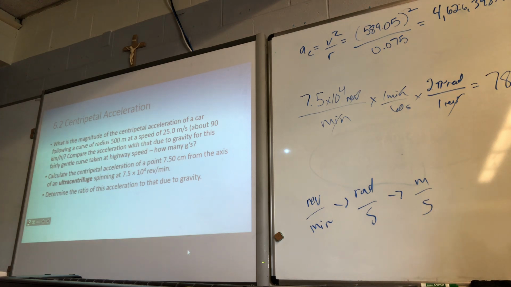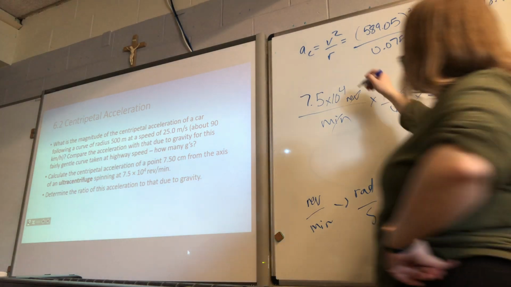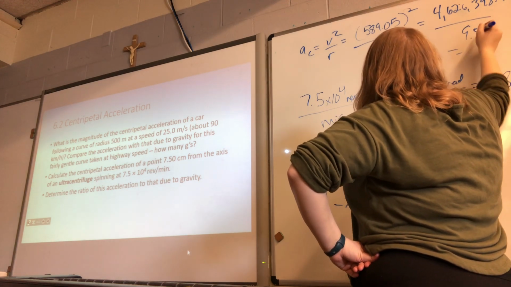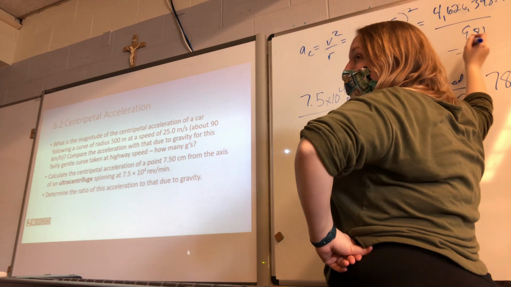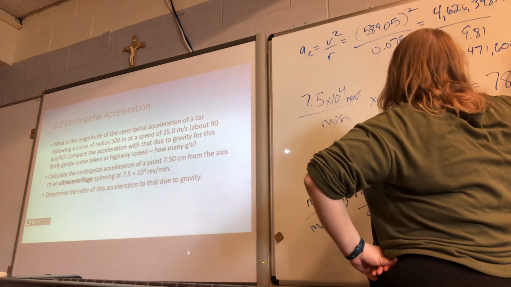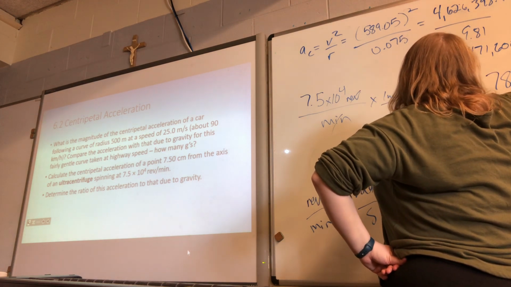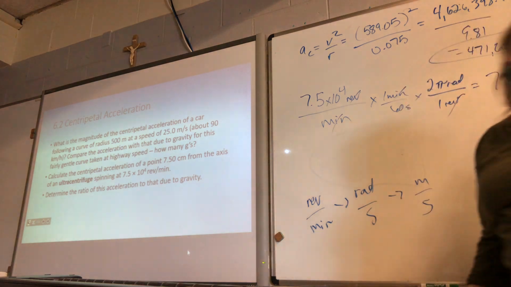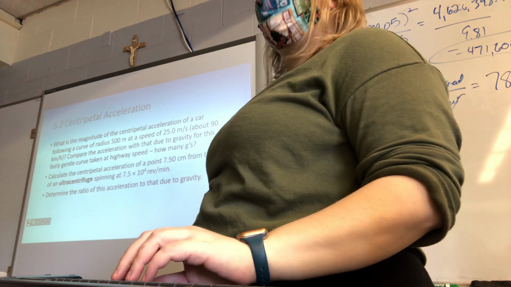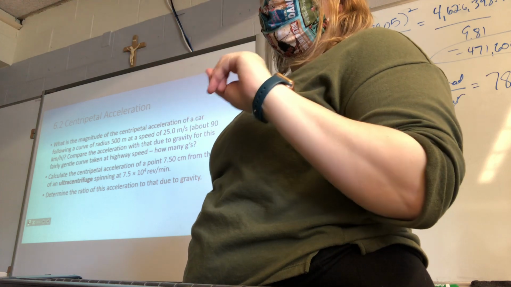All right, next thing says to take this and compare it to gravity to see what the ratio is. So you're going to divide by 9.81, and what are you going to get? 471,600.28. A lot of G's, man. It's really, really fast, and not only that, it gets very fast very quickly, according to this.